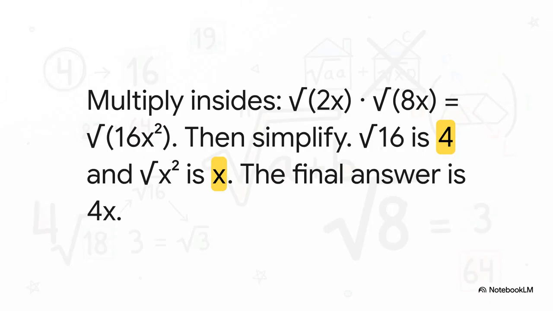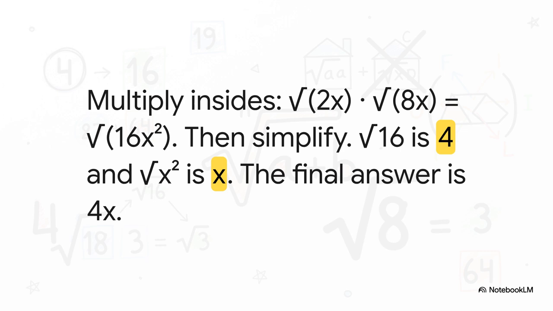Okay, let's see a full example with everything in it. First, we multiply the insides. 2x times 8x is 16x squared. Now we simplify. What's the square root of 16? It's 4. What's the square root of x squared? It's x. Both of them are perfect squares, so they break out completely, leaving us with a nice, clean 4x.